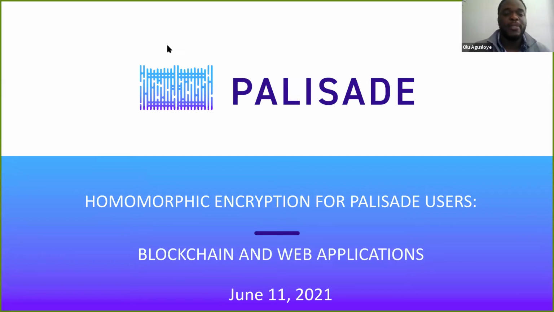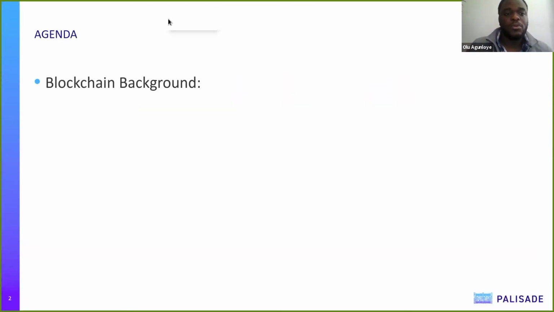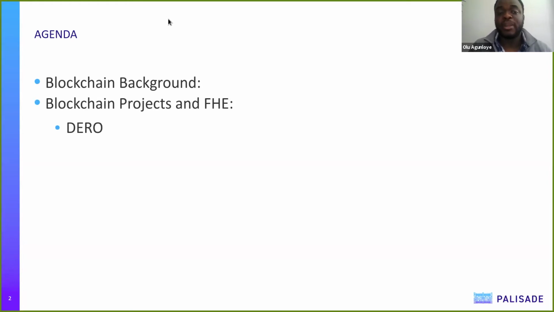If you can look at your screen very briefly, you'll see something like homomorphic encryption for Palisade users. That's the general topic that we're interested in, but our specific application here is in blockchain and web applications. We start with some basic blockchain background for those of you who are unaware of what blockchain is and what it does. We'll also introduce some projects and their intersections with full homomorphic encryption.